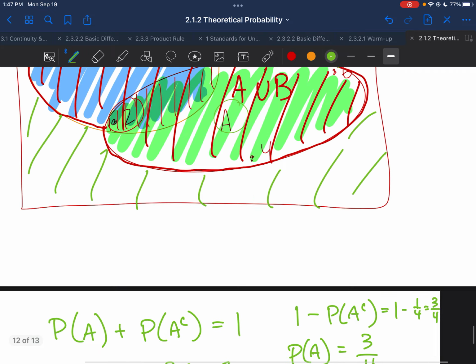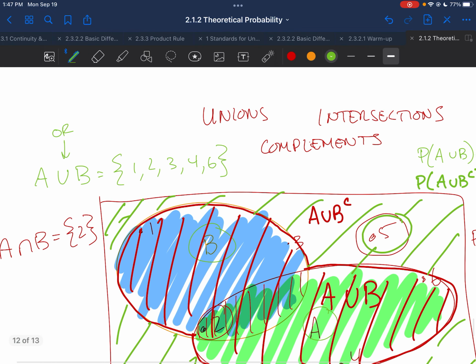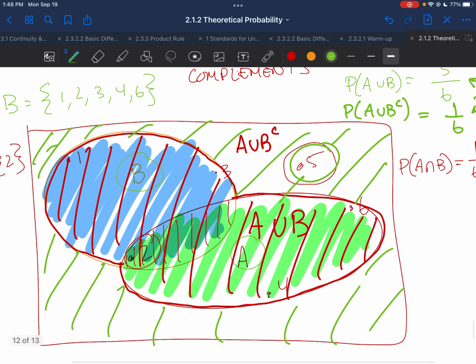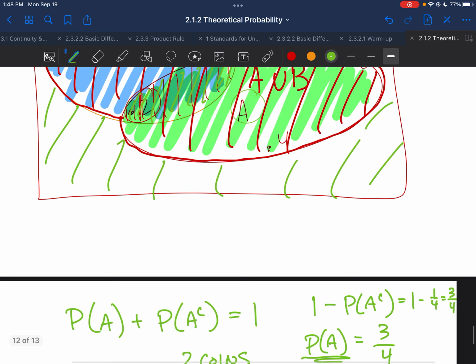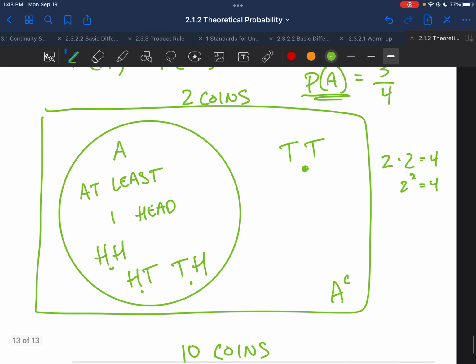So we have our unions, which is the joining of two sets, all of the elements in both sets. We have our intersection, which is just the elements that both sets have in common. And then we have our complements, which are all the elements outside of the events that we're interested in, but still within our sample space.